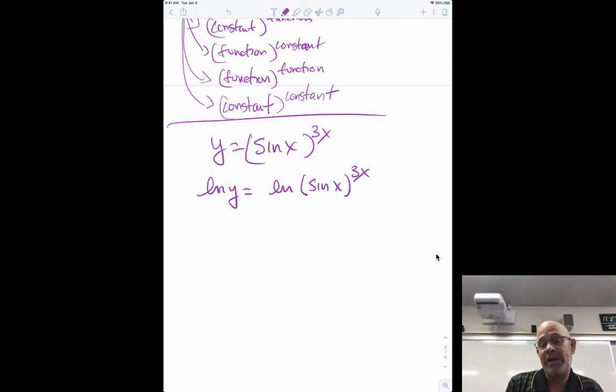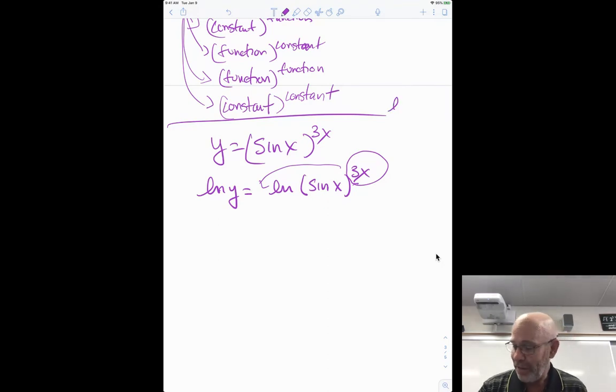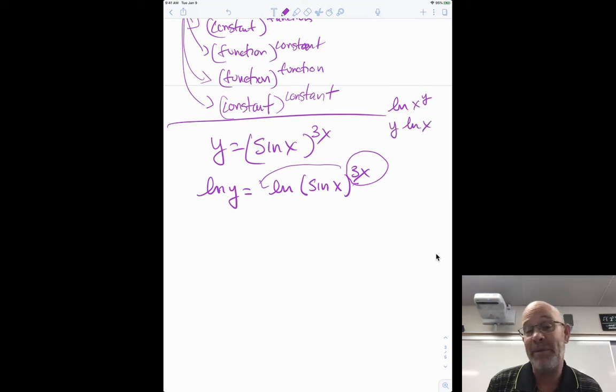Okay, the reason I'm taking the natural log of both sides is because now I can apply the rule for logarithms that says I can take that power and move it down there. You may remember that, hopefully, that the natural log of x to the y is the same thing as y times the natural log of x. Pretty important logarithmic rule. I'm going to give you 2 other logarithmic rules because they could come up.